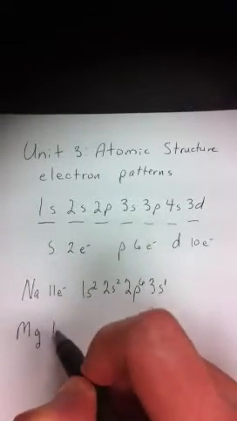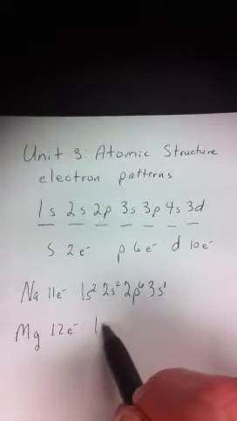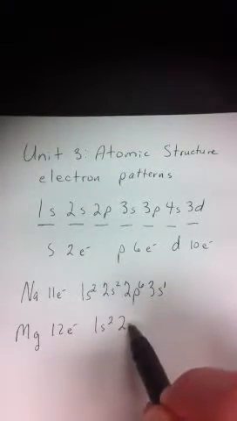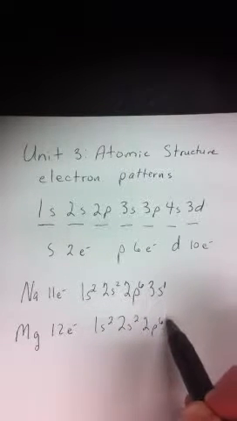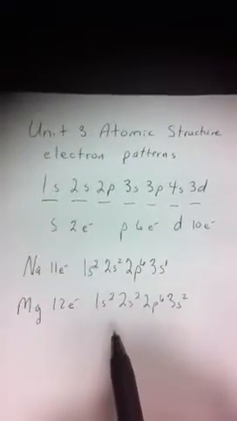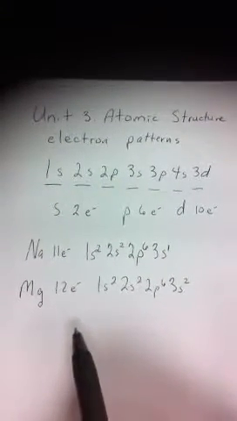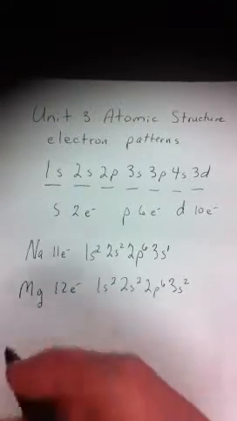Magnesium. It has 12 electrons. Well, we're going to put 2 in here, 2 in here, 6 in there, and then 2 in there. And I encourage you to hit the pause button once I write an element down, and then you try it yourself, and then you can go back and check it.